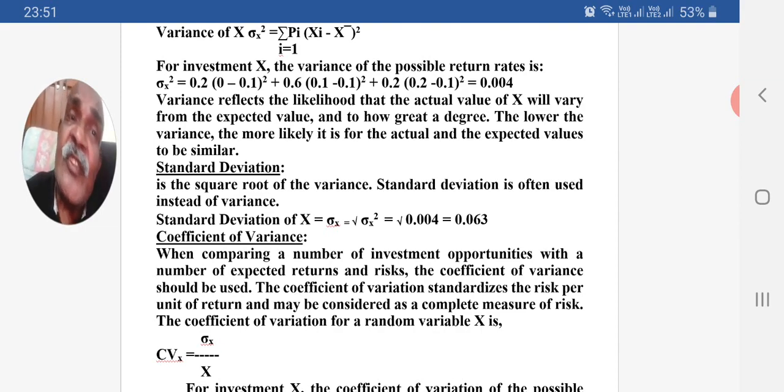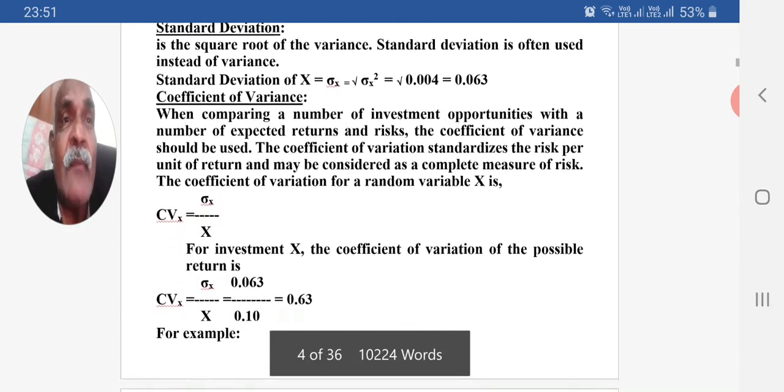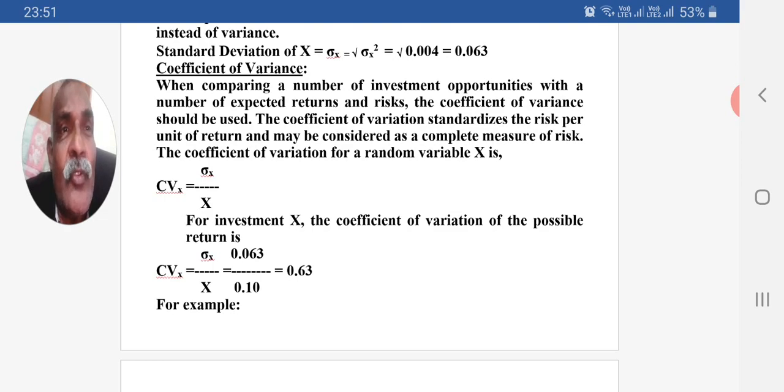Now we calculate coefficient of variation. Now we have to compare one with another one. Coefficient of variation is used when comparing a number of investment opportunities. When you are comparing one investment with other investment, then we have to calculate coefficient of variation. So when comparing a number of investment opportunities with different expected return and risk, the coefficient of variation should be used. So coefficient of variation standardizes the risk per unit of return and may be considered as a complete measure of risk. So coefficient of variation of variable x is equal to standard deviation divided by expected return.